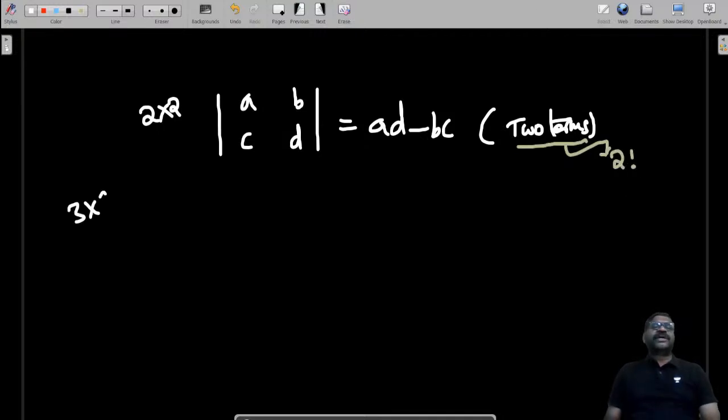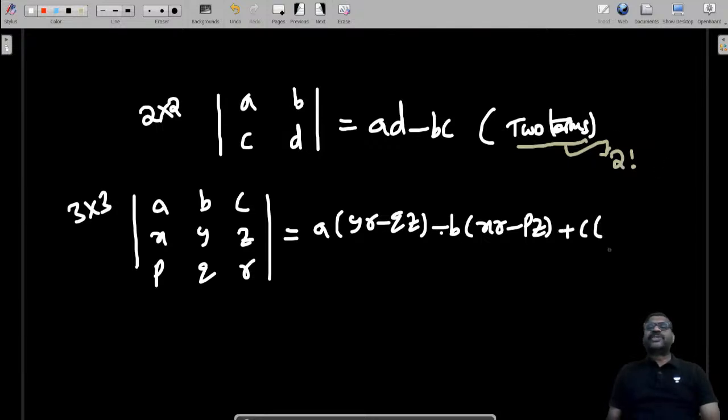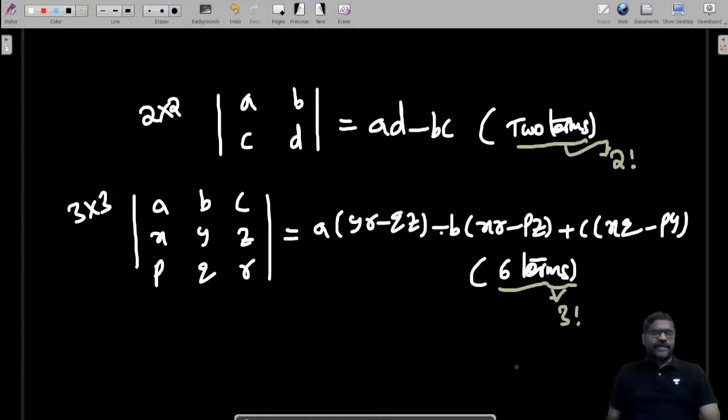Suppose the determinant is 3 cross 3, ABC, XYZ, PQR, then the expansion consists of YR minus QZ, XR minus PZ, XQ minus PY. Total how many terms? 6 terms. That is nothing but 3 factorial. Yes.